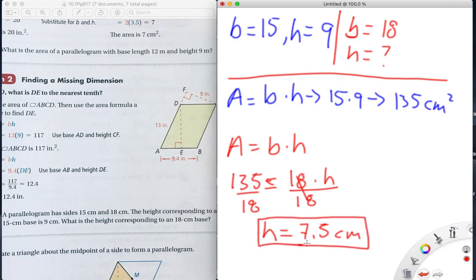So, first step, find the area of the parallelogram by doing base times height. The base and height that they give you correspond to each other, forming a 90 degree angle. Once you get that area, then you plug it into another parallelogram equation, substitute that 135 in, substitute the other base, which is 18, divide both sides by 18, and you'll get your other height.